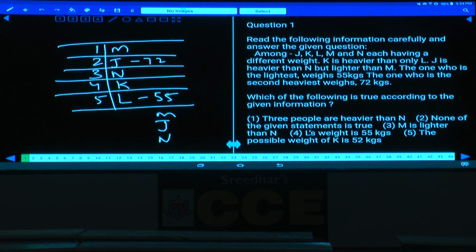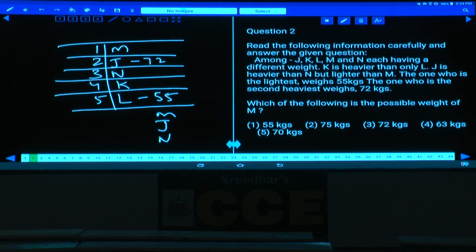Then which of the following is true according to the given information? 3 people are heavier than N. True or false? That is false because there are only 2 persons who are heavier than N. And choice 3, M is lighter than N. That is also false because M is heavier than N. L's weight is 55 kg, that is definitely true, choice 4.